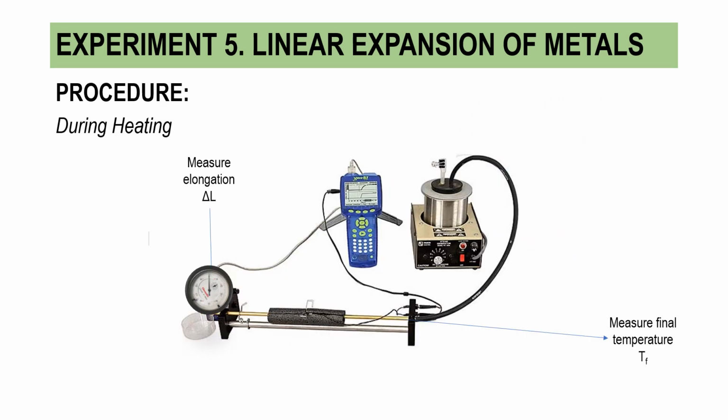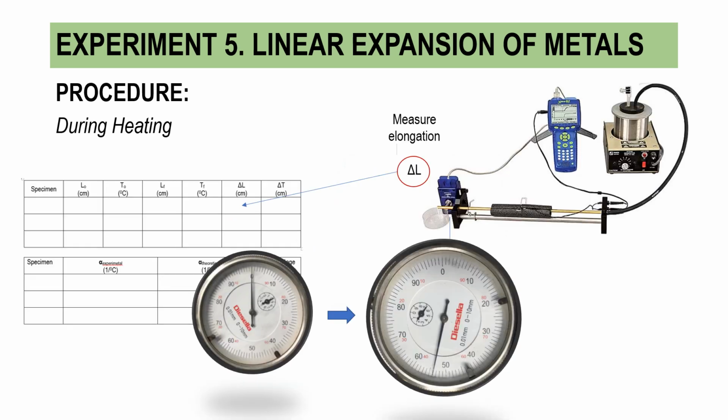The steam flowing from the steam generator going to the linear expansion apparatus will cause the metal rod to expand. And that expansion can be read on the gauge connected to the linear expansion apparatus. Expansion is expressed as delta L, and we also need to measure the final temperature of the metal rod. Initially, we have to set the gauge at 0. After elongation, the reading will be like this. This is the value of delta L.